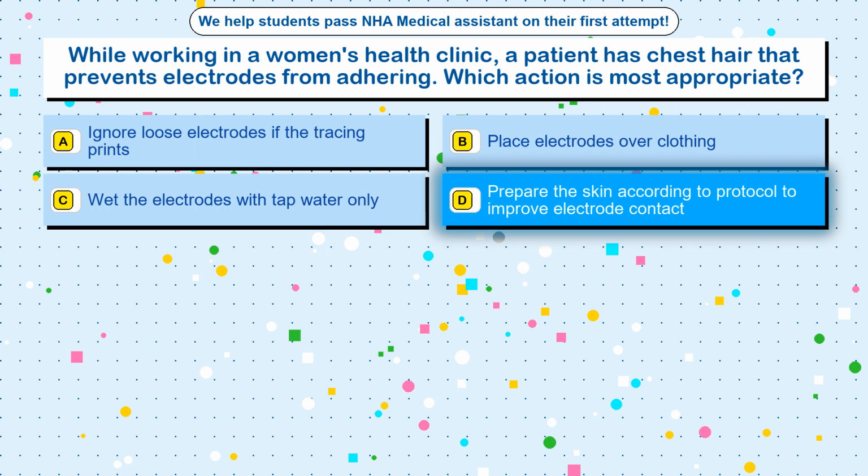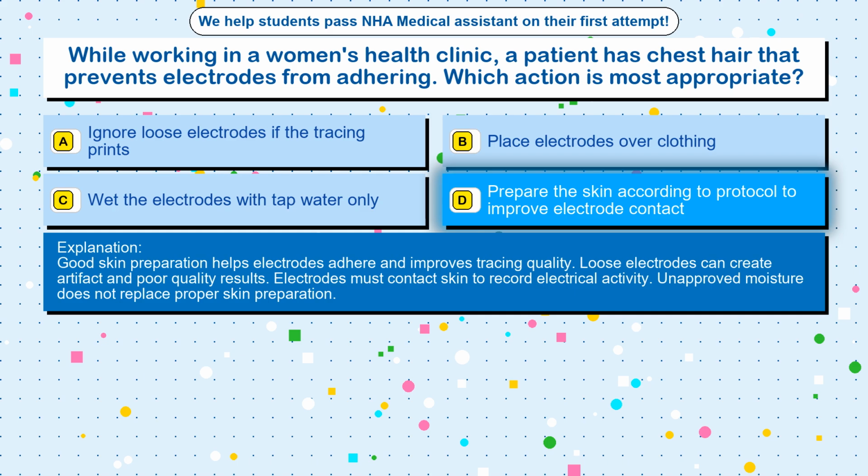Prepare the skin according to protocol to improve electrode contact. Good skin preparation helps electrodes adhere and improves tracing quality. Loose electrodes can create artifact and poor quality results. Electrodes must contact skin to record electrical activity. Unapproved moisture does not replace proper skin preparation.